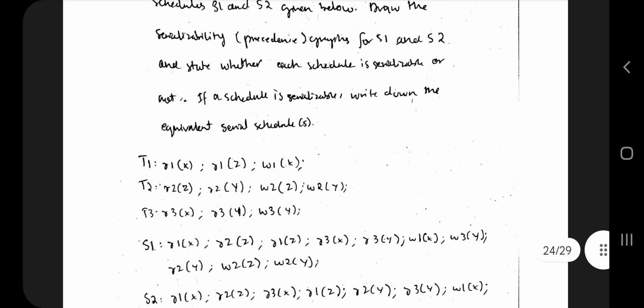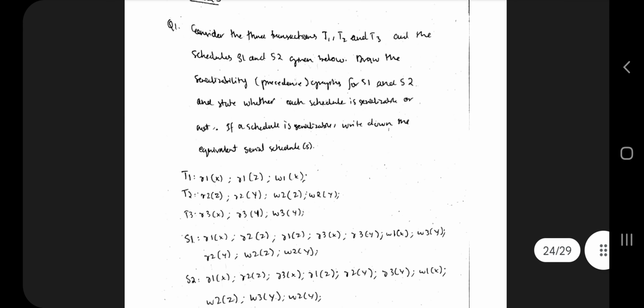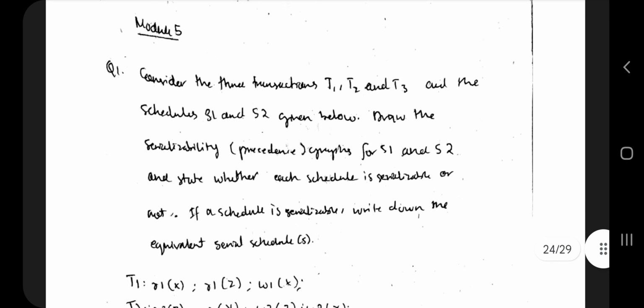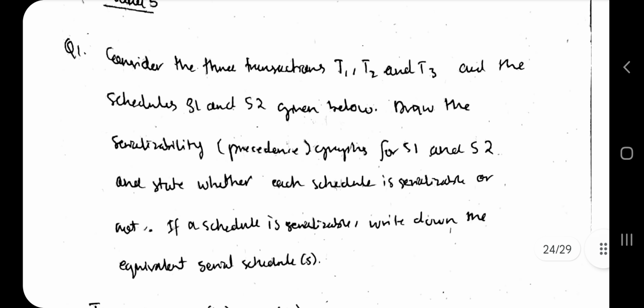Moving on to module 5, we have the main question: is it serializable or not? Very simple topic. The question just looks a bit complex, but it's a very simple topic. So totally we have 4 questions here. The 4 questions are also very similar. Let's consider the first question. This is the most repeated one. If you understand this one, the rest three are also very simple for you.